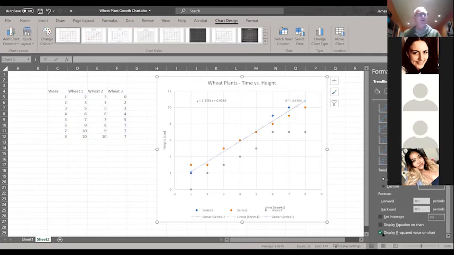Anyone know what the r squared means? Who's done statistics, or well, I know Ruby has. Anyone else taken statistics or done any sort of plotting before? I did stats last semester, but I don't know. Did they mention r squared? Yeah, but that's not the correlation? No, it is. It's called linear regression.